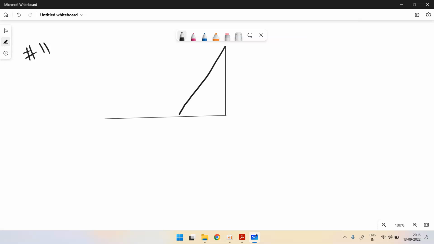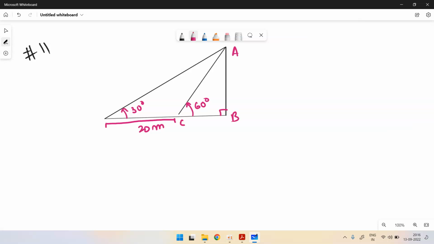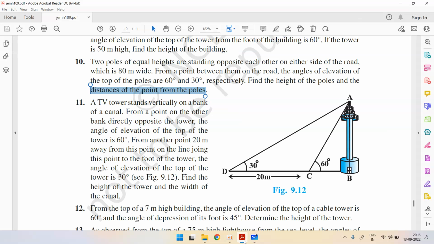This will be 60 degrees, and this will be 30 degrees. Sorry, this is my 60 degrees. Here the nearer point is 60 degrees, the farther point is 30 degrees, and this distance is given to be 20 meters. This angle is 90 degrees. This is A, B, C and D. This is already given: A, B, C, D, 60, 30, 20.